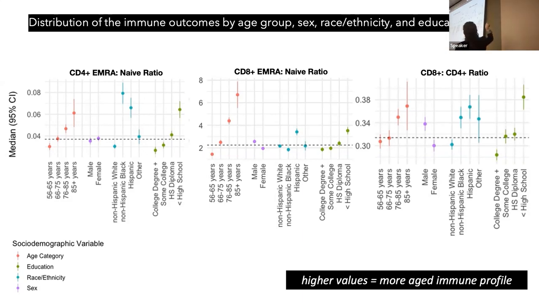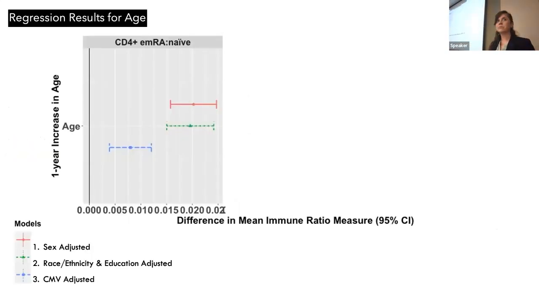And you see a really large difference here with less than high school compared to college plus. Like they're really much, much higher here. So what does this look like in the context of a regression? So this is the results for age. And so this is the increase that you would expect with a 1 year increase in age.